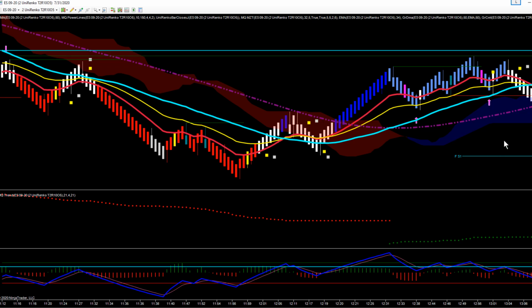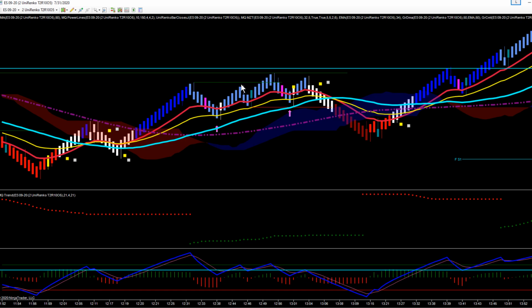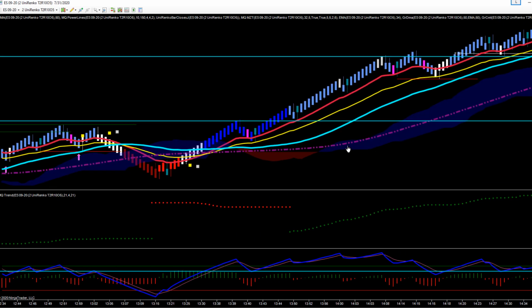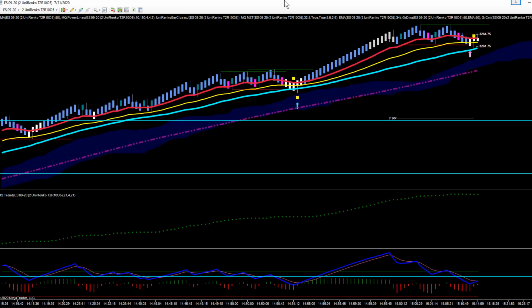And then the ES proceeded to head higher, got a little sideways, had a little breakout to the downside, and then the ES changed trend. And this was a trend change for the rest of the day. You can see we put in a higher high right here, a higher low, and then the ES just climbed right into the close.